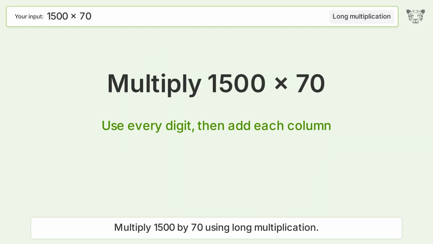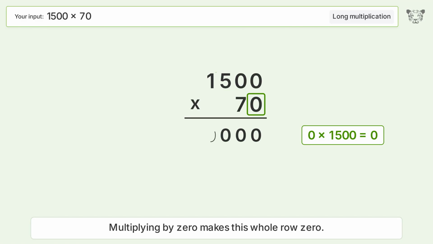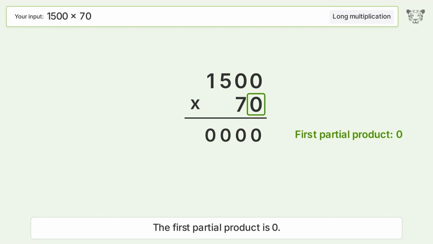Multiply 1500 by 70 using long multiplication. Start with the ones digit, 0. Multiplying by 0 makes this whole row 0. The first partial product is 0.